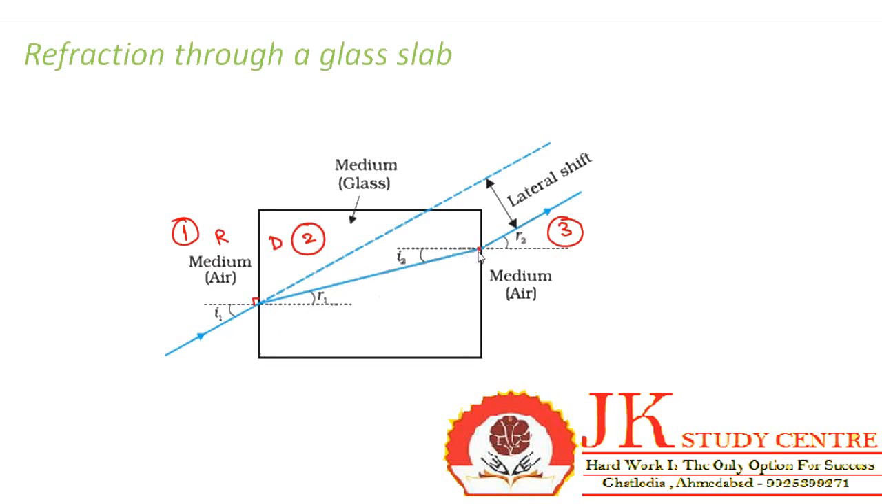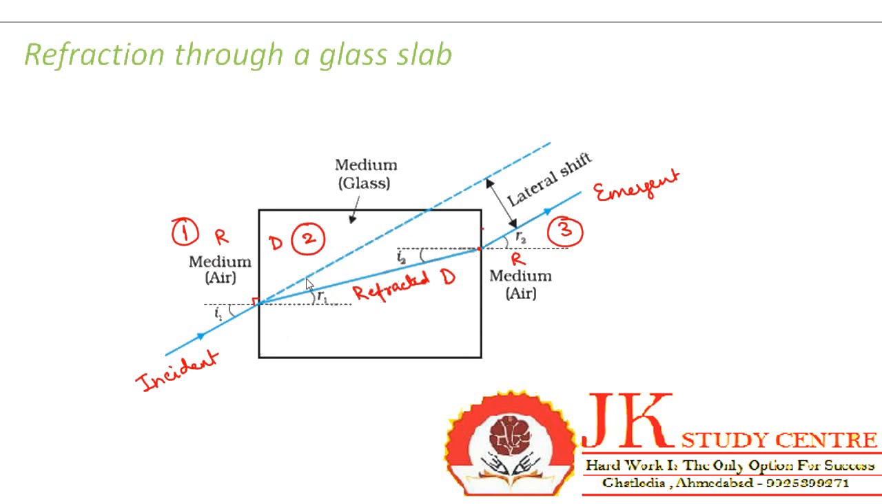Again it reaches this point where it enters from a denser medium to a rarer medium. So what it does, it goes away from the normal. In this case the angle of incidence is I2 and the angle of refraction is R2. So what do you see? This was your incident ray which entered the glass slab and this was the ray which emerged out from the glass slab. This ray is known as the incident ray because it was incident on the glass slab. This ray is known as the refracted ray and this ray which comes out of the glass slab is known as the emergent ray.